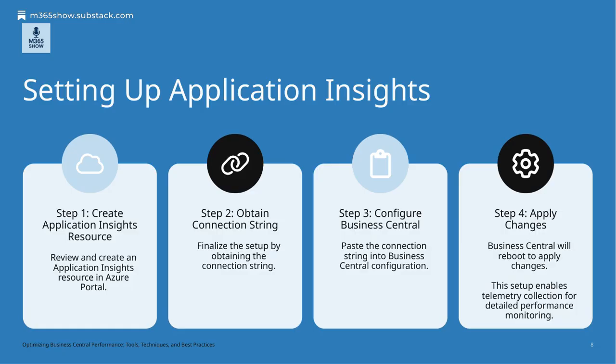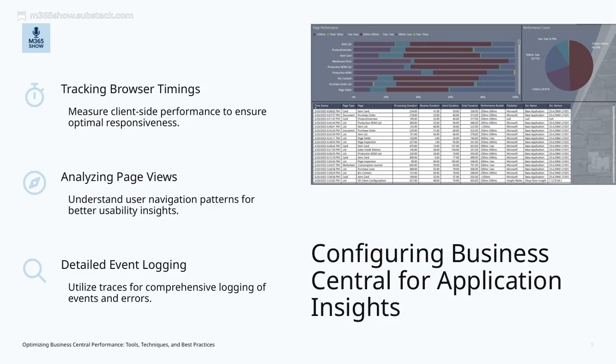Now, let's dive into how we can optimize Business Central performance by using the right tools, techniques, and best practices. First, configuring Business Central for Application Insights is essential. This allows us to monitor and analyze the app's performance in real time, helping us identify issues before they impact users. Next, tracking browser timings is a key step. By measuring client-side performance, we can ensure that our users experience quick, responsive interactions. This involves understanding how long different parts of the page take to load and respond, which is critical for a smooth user experience.